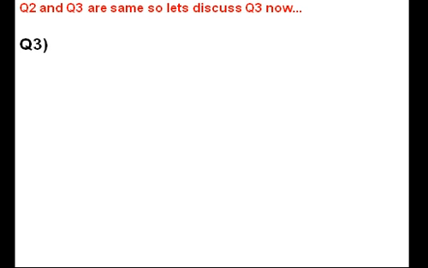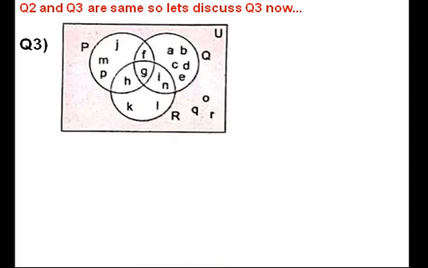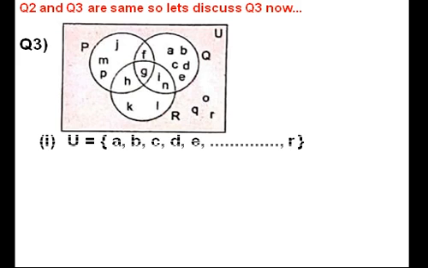Moving ahead. Question number 2 and 3 are very similar. So let us discuss question number 3 so that you can attempt the second question yourself. Question number 3 has a Venn diagram already given. In this Venn diagram, again we have the representation of three sets which are P, Q and R, and the elements are mentioned within the rectangle which represents the universal set.